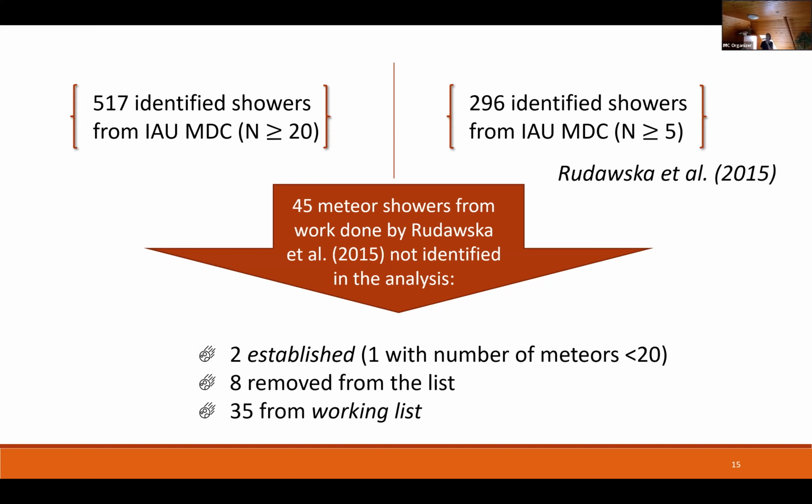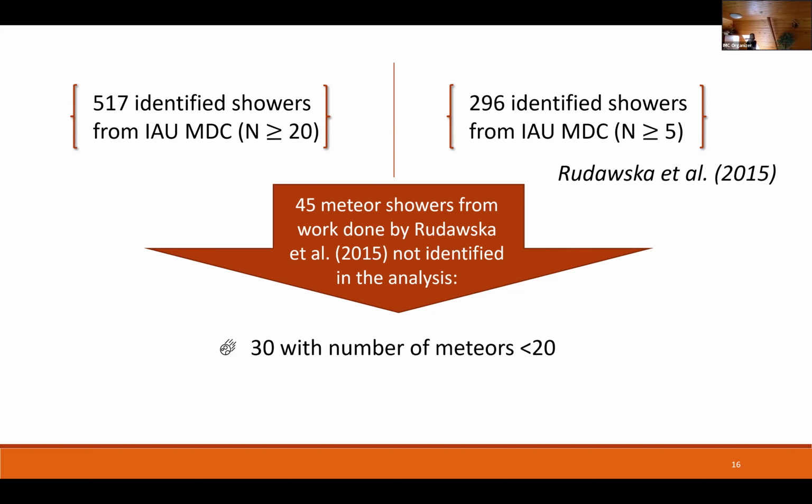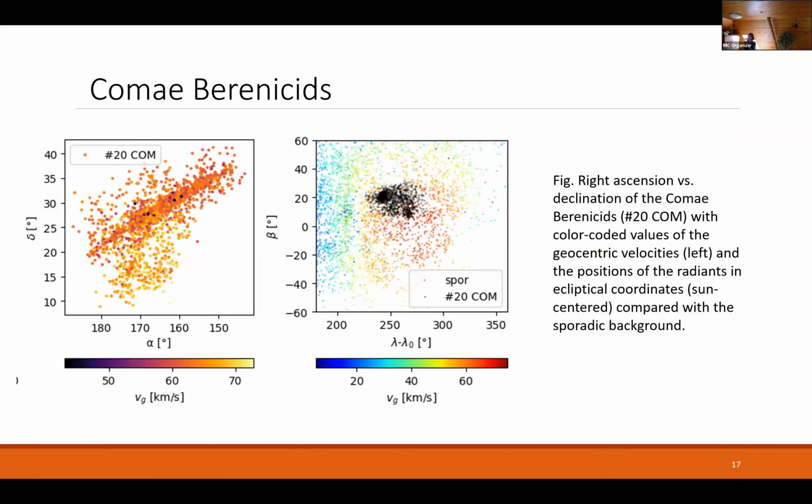And there were actually 45 meteor showers from the work done by Rudavská et al. which I couldn't identify. Among them, 2 were established and 8 are already removed from the list. But overall, 30 of these showers had a number of meteors less than 20, which I did not even consider as such groups. One of the examples where the identification method doesn't really work all that well is Coma Berenices.